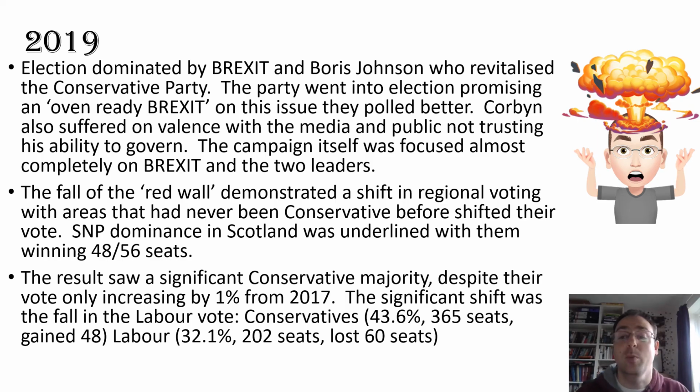It's a really weird time of year for a general election as well, and it came up with some quite unexpected results. So we've got the fall of the Red Wall that demonstrated a shift in regional voting, with areas that had never been Conservative before shifting their vote. SNP dominance in Scotland was underlined, with them winning 48 of the 56 seats.